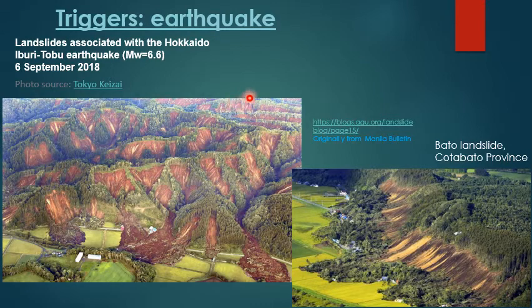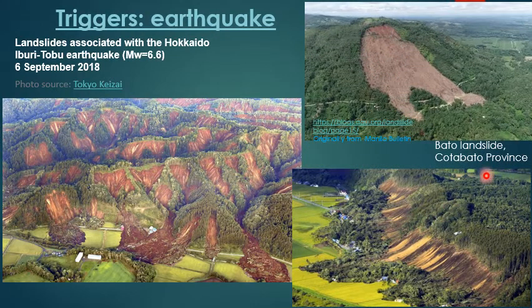Scientists claim that the island was primed for landslides when heavy rains from Typhoon Jebi, the most powerful storm to strike Japan for 25 years, saturated the soil. And because of the saturation of the soil, it was easier for the earthquake to loosen up these already saturated materials and produce these numerous landslides in Hokkaido.